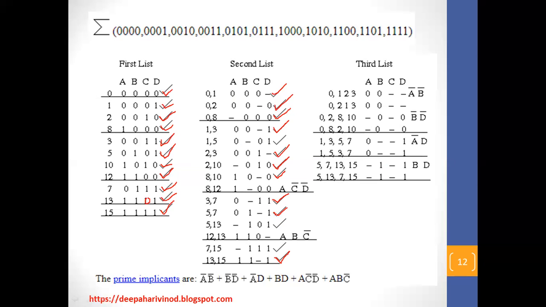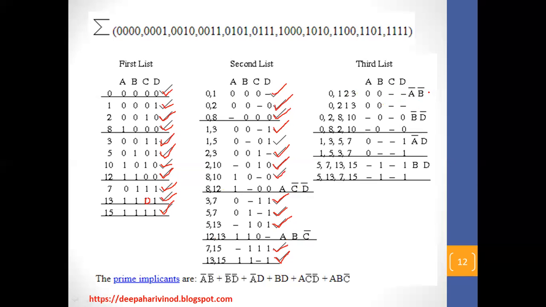And next, 5, 13 can be compared with 7, 15. See, we can notice only this bit change, rest everything will be the same. So note down that we will get a dash there. Put a tick mark over 5, 13 and 7, 15. So hope we have all the tick marks except this combination, that is 8, 12 and 12, 13.